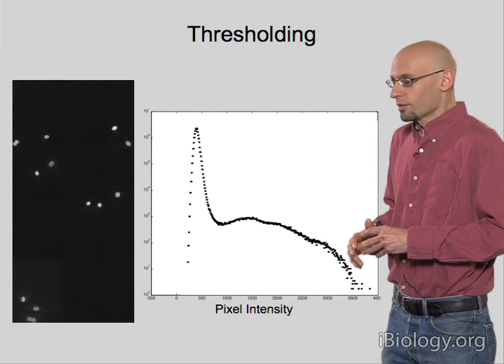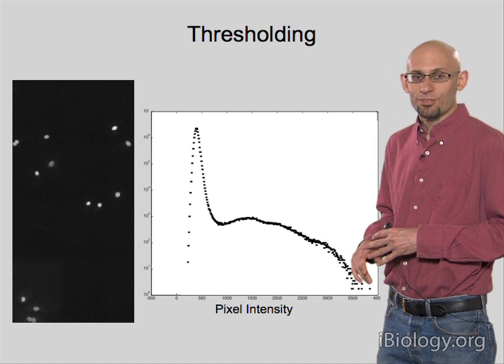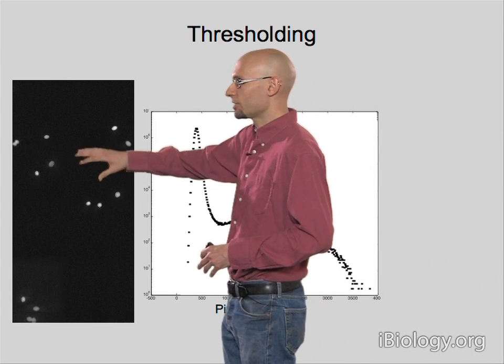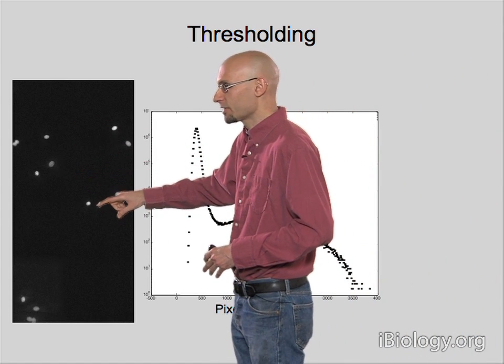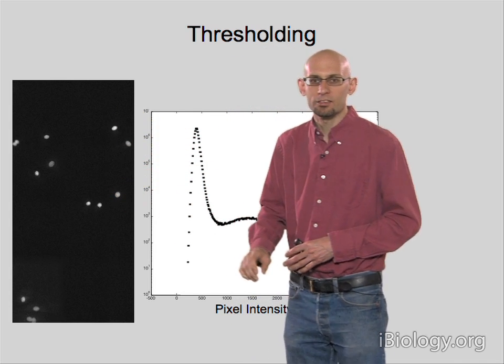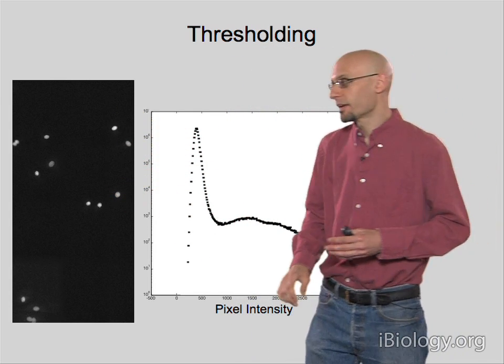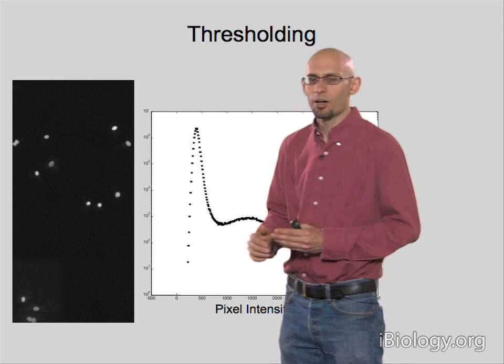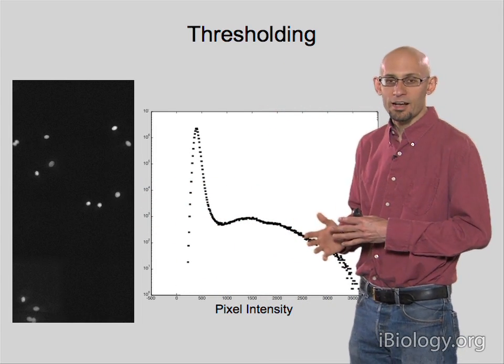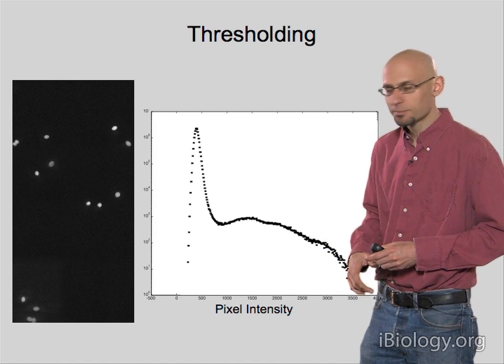Thresholding is an extremely common technique for identifying objects in images. The idea here is if you look at this image on the left, you can see there's a bunch of nuclei in it, these bright white objects. And then there's a lot of background. And we'd like to automatically separate these nuclei from the background, automatically identify where they are and which pixels are in the nuclei as opposed to which pixels are in the background.